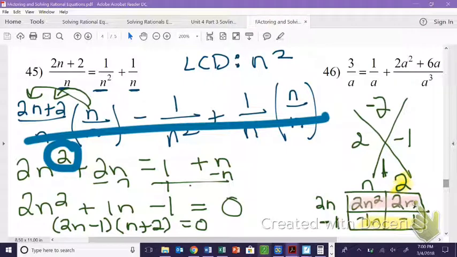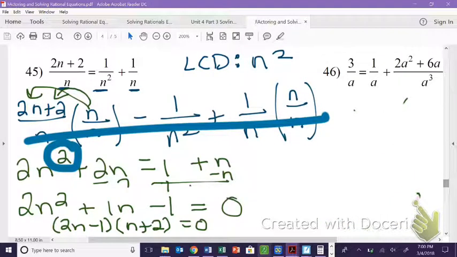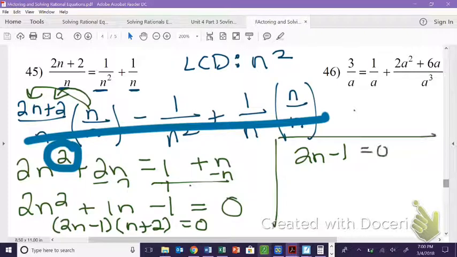So since this is a quadratic, we have to solve. We just can't factor. We have to now solve those. How do I do that? I'm going to erase this so I have space. I'm going to take the 2n minus 1 and set it equal to 0. Add 1 to both sides, and then divide by 2. Okay, so 2n equals 1. Divide by 2. N is equal to 1/2.